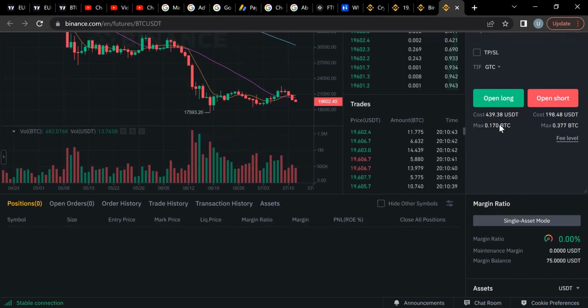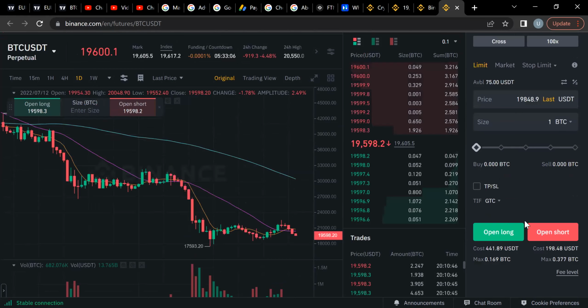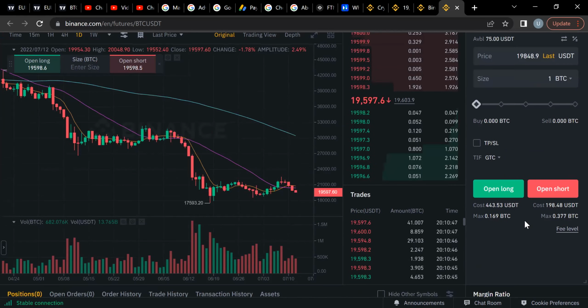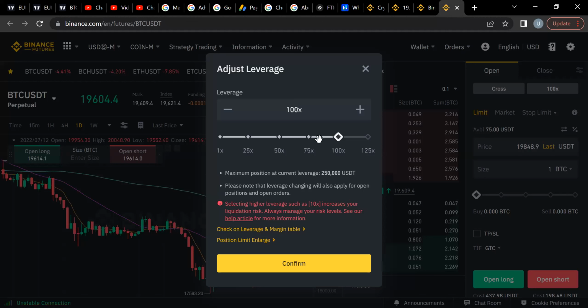You understand? But the problem here is that I'm opening more BTC with less money. So if it goes against me, just one movement against me like this, I'm out of the trade because my $70 will finish and I'll be liquidated. I can also increase it to 125. Before you can use all this high leverage, you have to do your KYC. If I increase it to 125, you see that you further reduce the money I need to open 1 BTC.